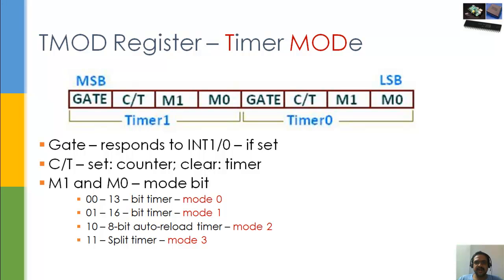Now what is this gate bit? Remember I was talking about the interrupt. So this gate responds to INT0 or INT1 if set to 1. You got it? Similarly M0, M1, C bar T and gate bit for timer 1. This is to set different modes of the timer. This is to tell the processor whether it is being used as a counter or timer. This is for interrupt purpose. So this is the TMOD register for you.